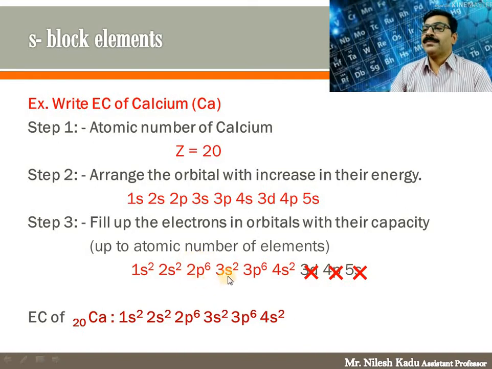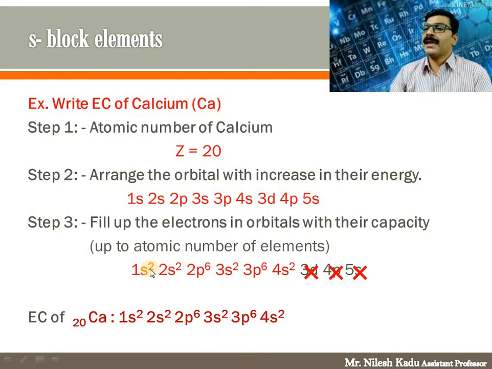orbital. Then 3s. The s orbital again has 2 electron capacity, so you fill up the 2 electrons here. Then the 3p orbital, and the p orbital has 6 electron capacity, so you fill up the 6 electrons. Then 4s, and the s orbital has 2 electron capacity, so you fill up the 2 electrons in the 4s orbital. And then count the total number of electrons.